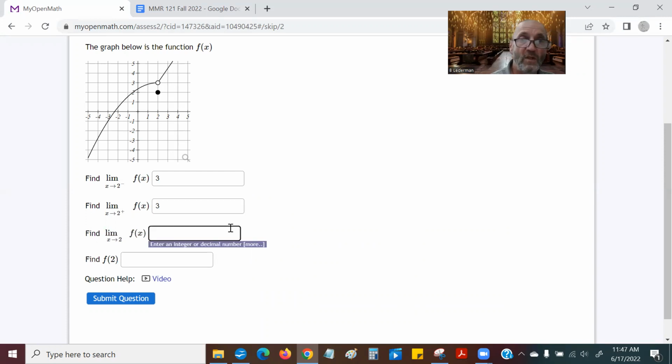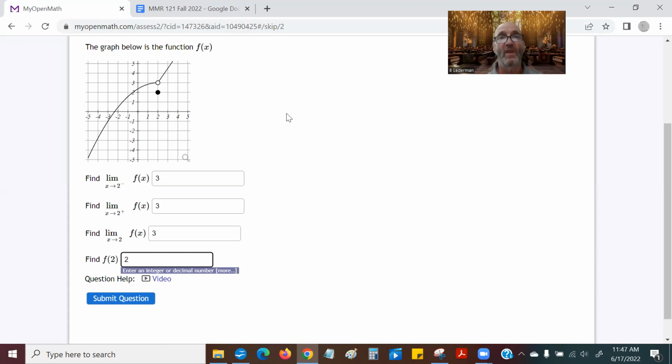Now, what is the overall limit? Can there be an overall limit? I mean, there's a big gaping circle there. The answer is yes, because as long as the left and the right values match up, then we have an overall limit. And finally, what is f of 2? Well, if x equals 2, y equals 2. f of 2 equals 2. So even though this function has a nice big gaping hole there, it's still there.